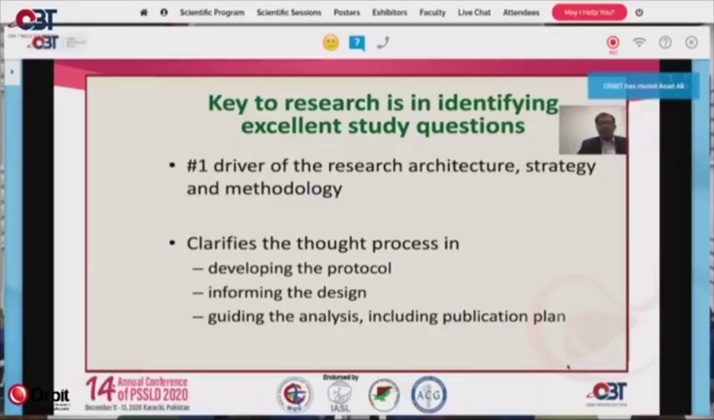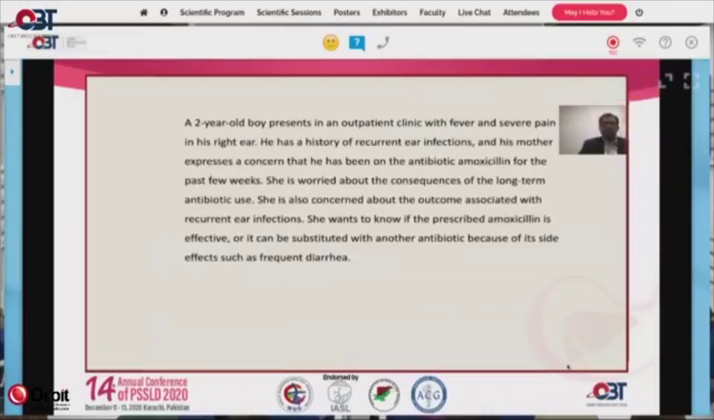It guides the analysis, including the publication plan. So let's just take some examples. Let's take, I am a pediatrician. So let's take this example of a routine case that comes.